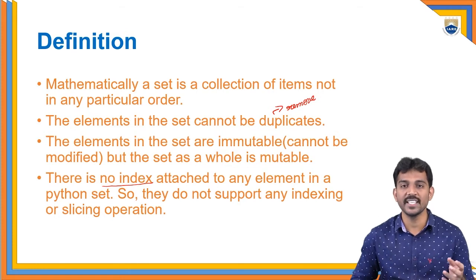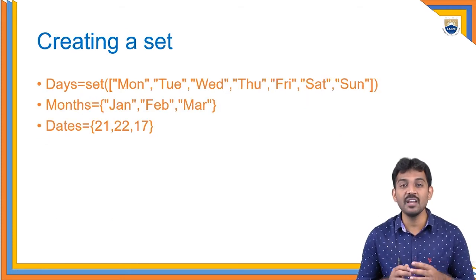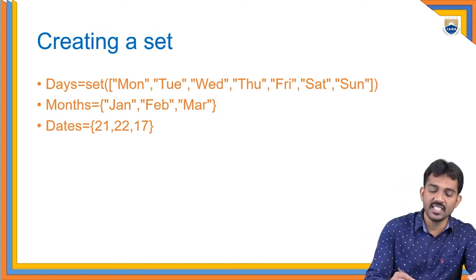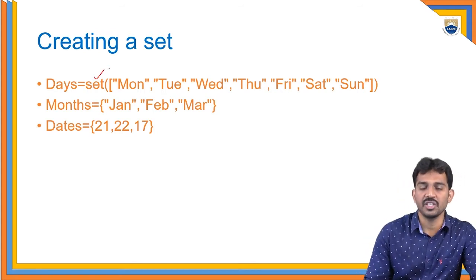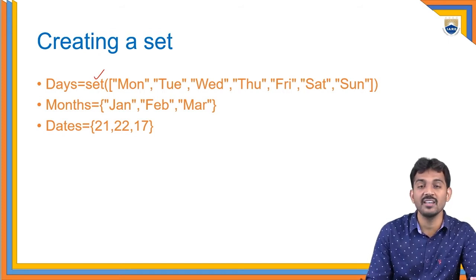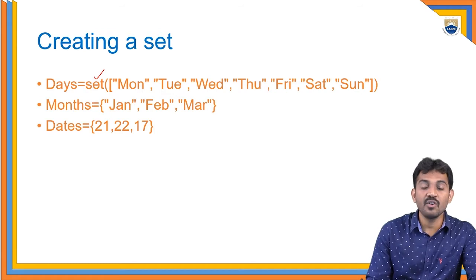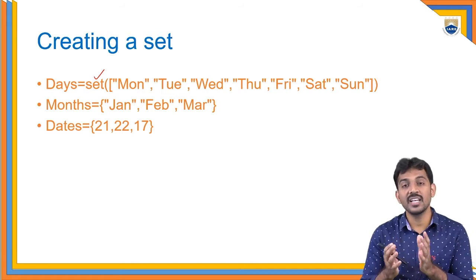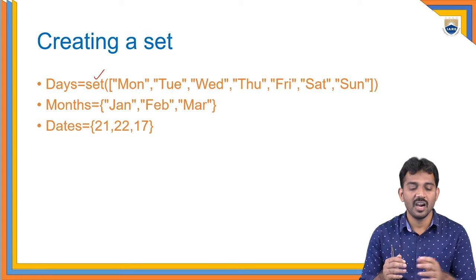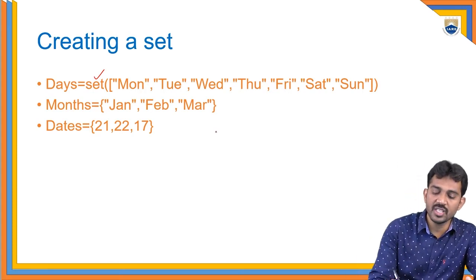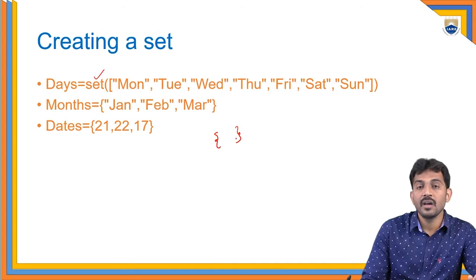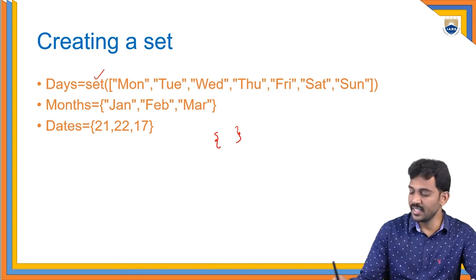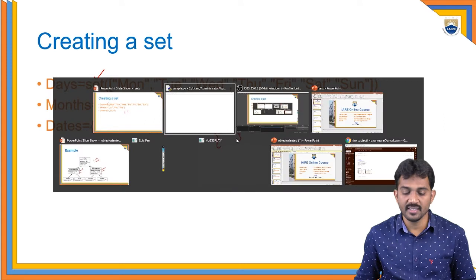Let us see how to create a set. We have 3 ways to create a set. The first one is by using the set function. By using the set function, you can create a set from a list. That list is converted into a set. And the second one is by using flower brackets. We'll see with a small example.